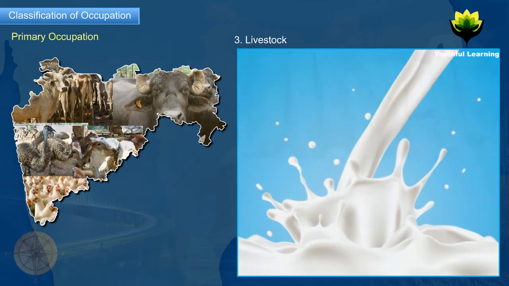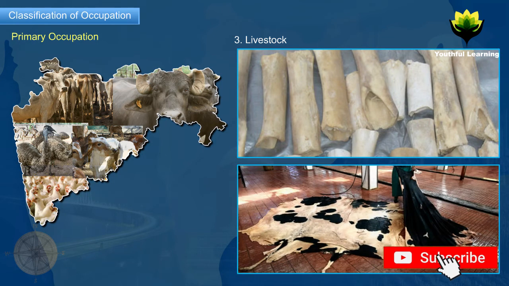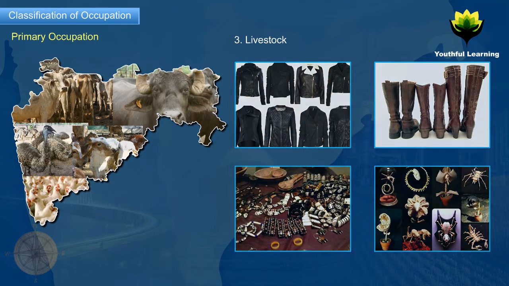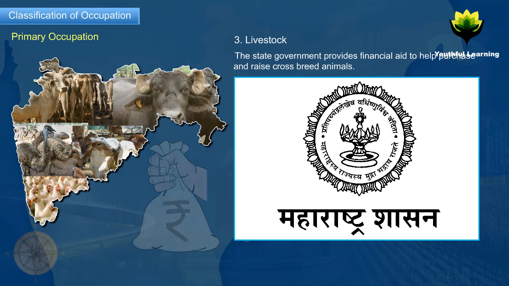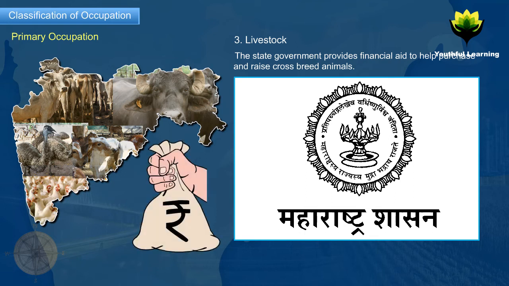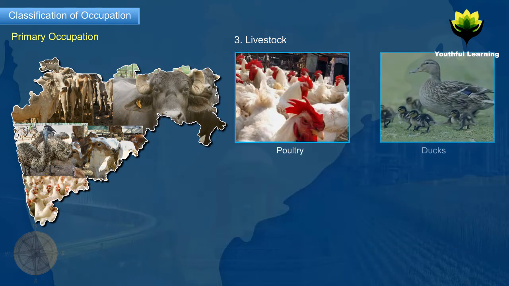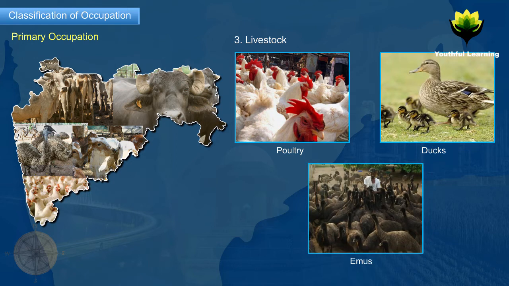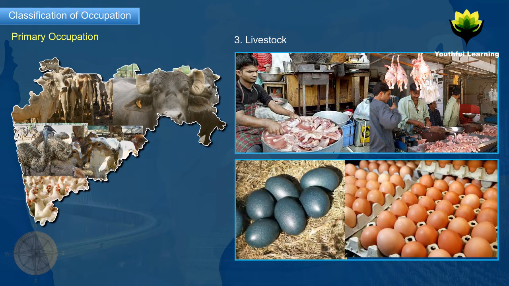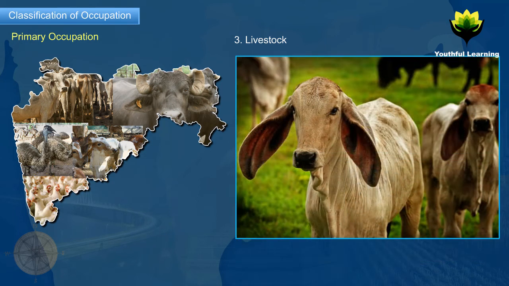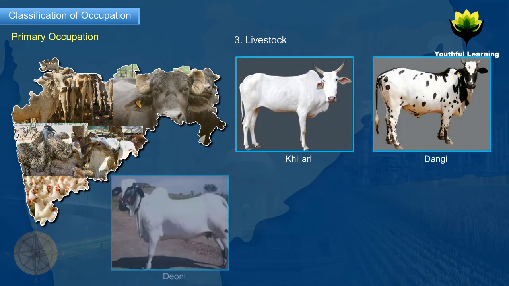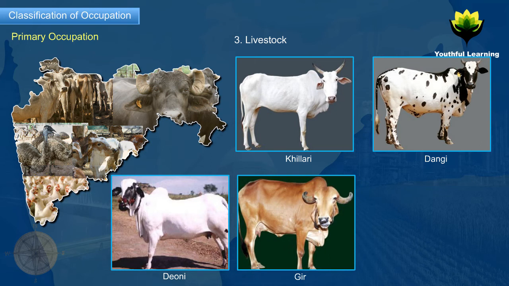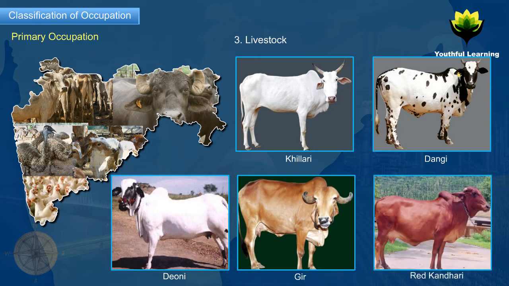Also, things like bones and hide obtained from animals are used to produce various goods. The state government provides financial aid to help purchase and raise crossbreed animals. Poultry, ducks and emus, etc. are raised for meat and eggs. Indigenous breeds of cattle such as Khillari, Dangi, Deoni, Gir and red Kandhari are found in Maharashtra.